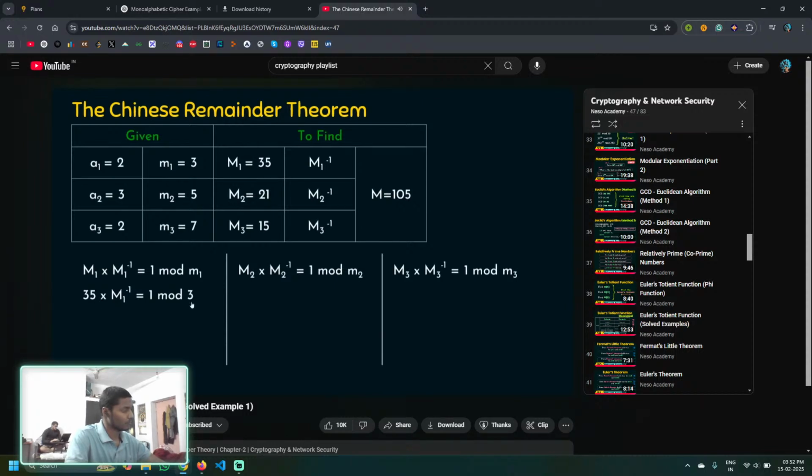70 when it is divided by 3, we get 1 as the remainder. So we have M1 inverse as 2. We easily found it out because all these values are small numbers, so I'm not going for the extended Euclidean algorithm for solving this. If the numbers are big, I want you to find the multiplicative inverse using the extended Euclidean algorithm.